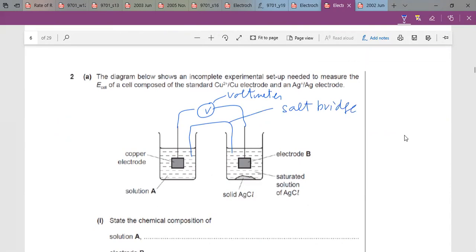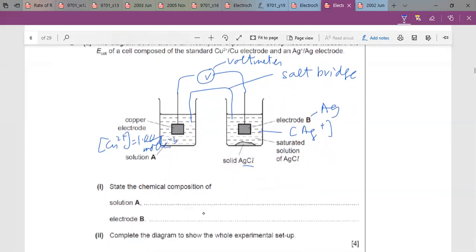Of course, the electrode is silver. You will soon learn later on about your Ksp. That means this actually contains Ag plus, and of course it'll be less than one molar because it's a very insoluble or slightly soluble substance here. This will be silver. This is copper, and of course this is your copper 2 plus, which will be one mole per dm cubed. So it's of course your Cu2 plus, and this of course your Ag plus.